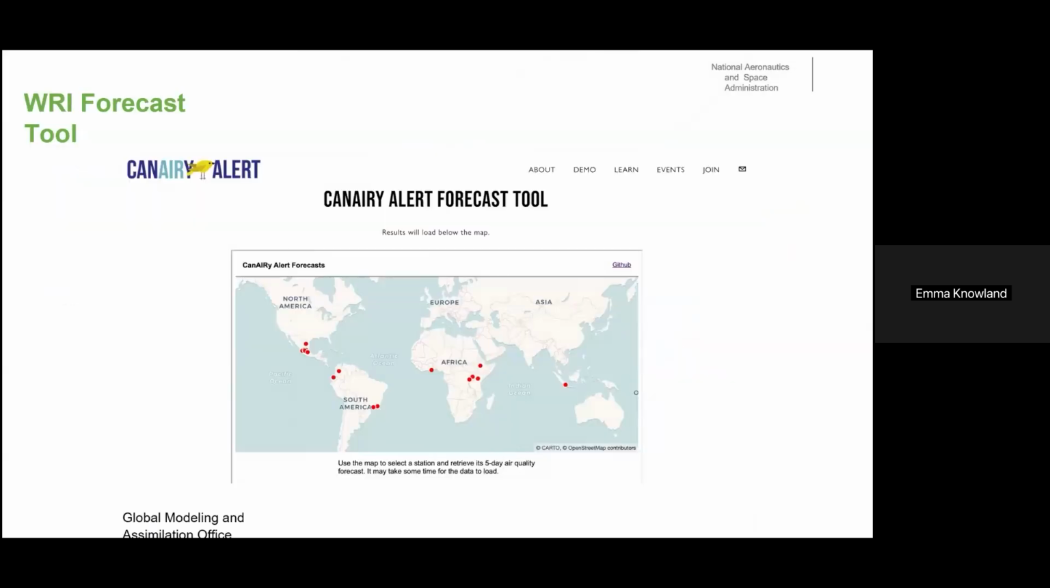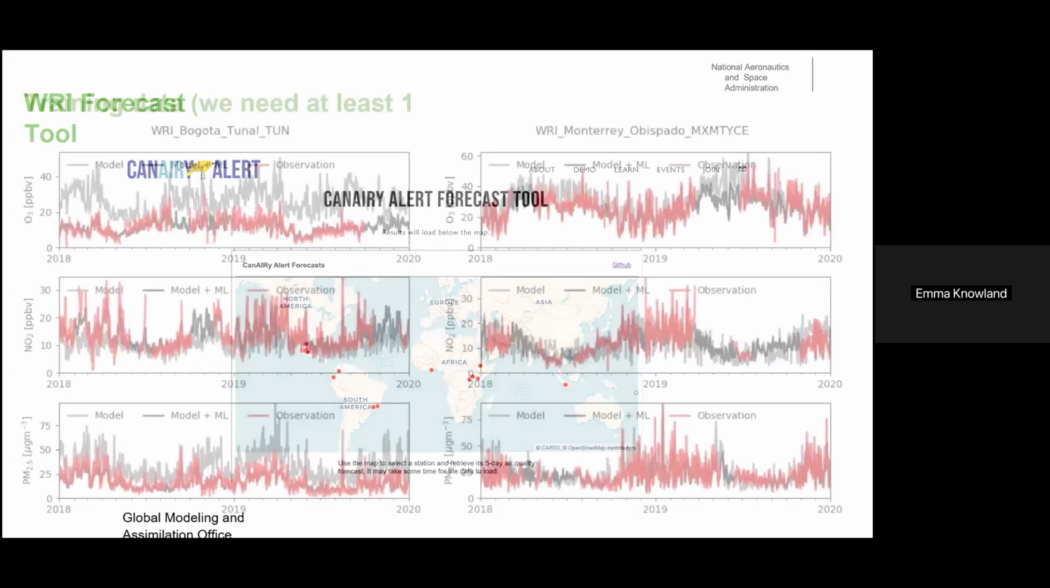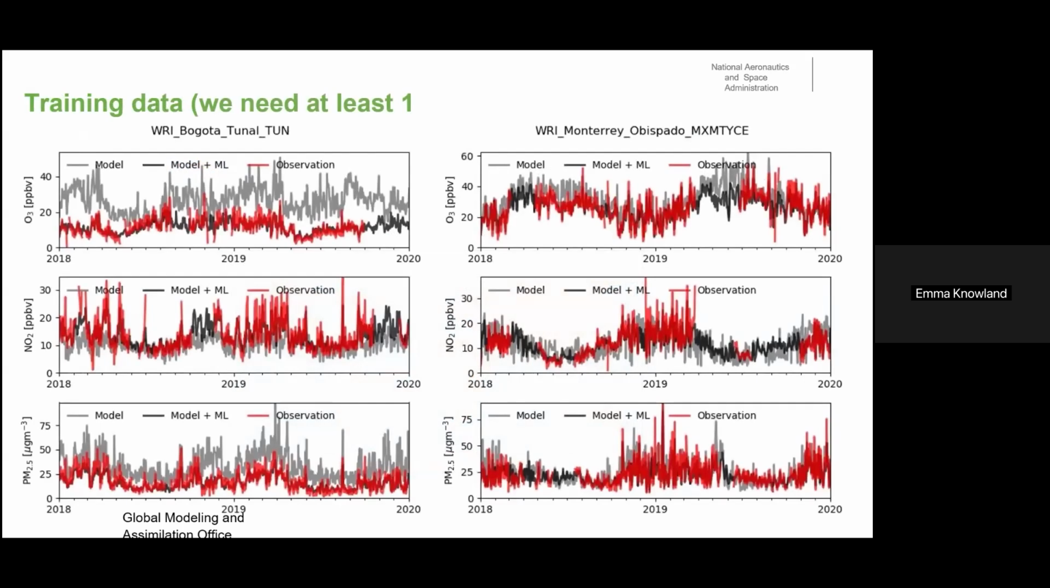Furthermore, WRI is developing this air quality interface to help air quality managers interpret the air quality forecast information for decision making. This is a snapshot of that CanAIRy Alert forecast tool. And as I said before, the machine learning model is only as good as the training data it sees. So as time moves away from the period of the training data, the performance of the machine learning bias correction method may drift as well. This can require retraining of the machine learning for optimal tailored forecasts.